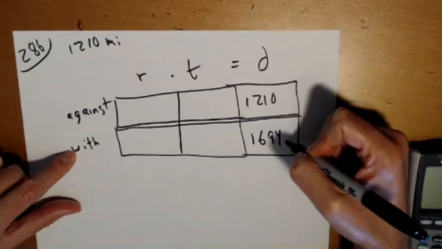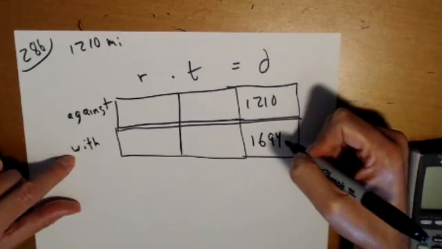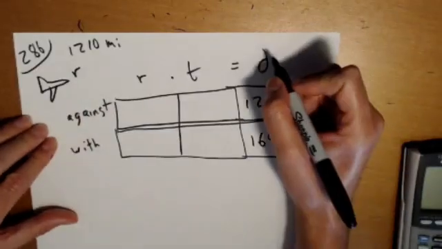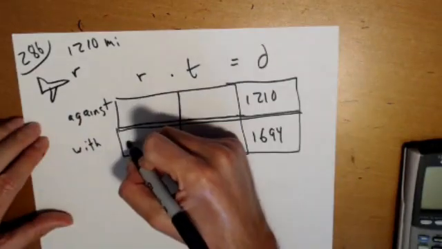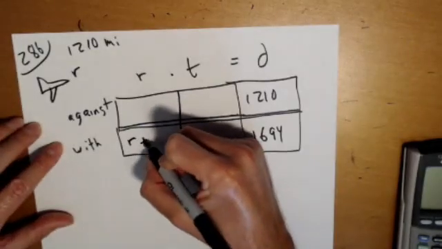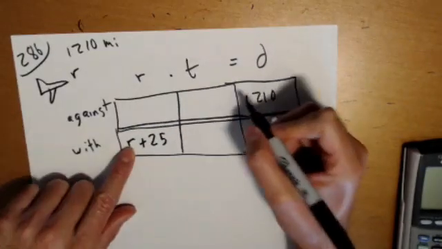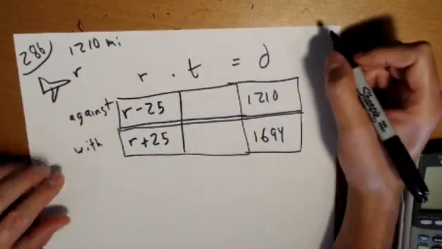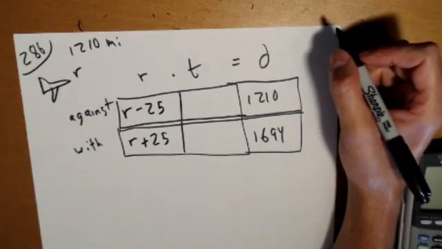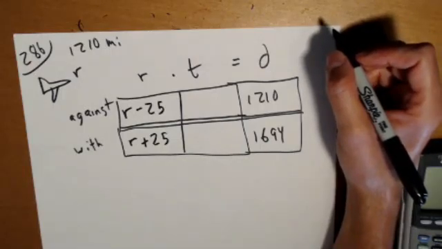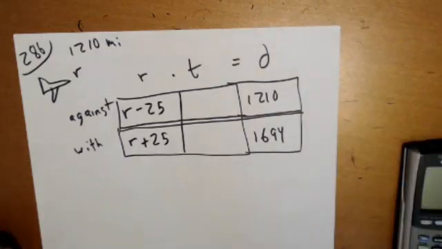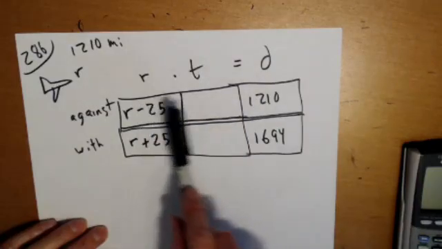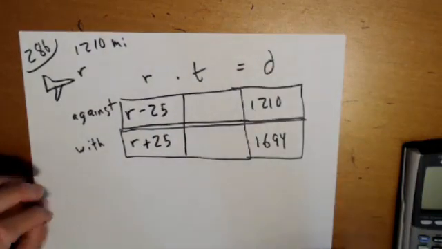Okay, so the wind is 25 miles per hour. So let's say the plane, I'll draw a plane, has speed r. If you're going with the wind, you're going faster, it's r plus 25. That's the rate of the plane with the wind, and this is r minus 25, because you're going against the wind. Okay, and then let's pause for a second. We know that distance is rate times time.